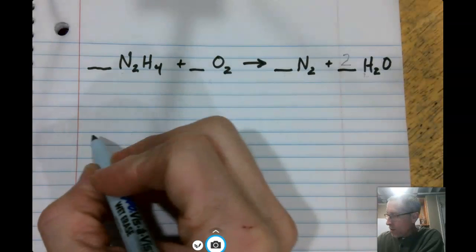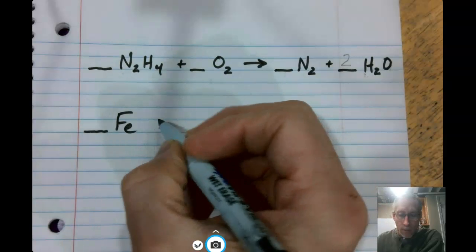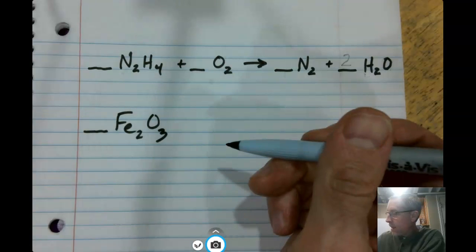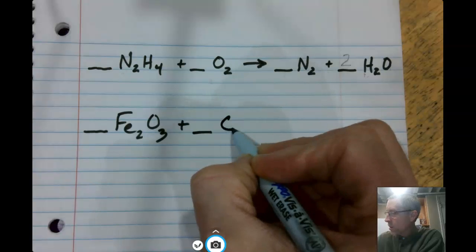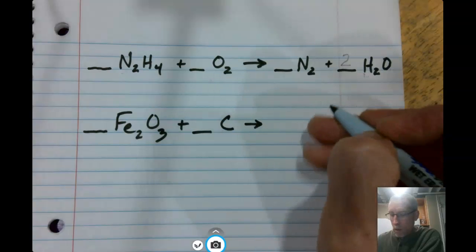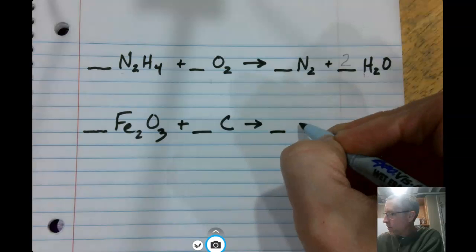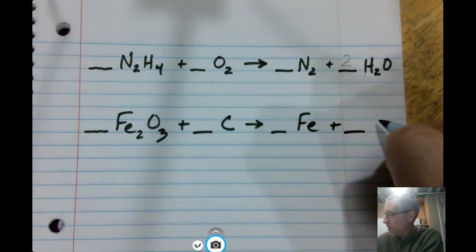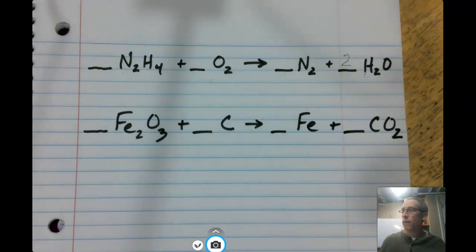Let's see. How about, it's called iron oxide. Iron is the symbol Fe. Iron oxide has the formula Fe2O3. And we'll combine it with some carbon. And what will happen is the carbon will kick the iron out of that compound. So we're going to make iron be by itself. And then we have carbon combined with the oxygen. CO2, that's carbon dioxide. All right?